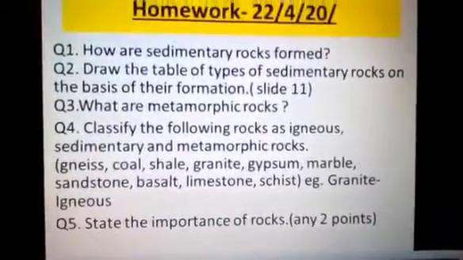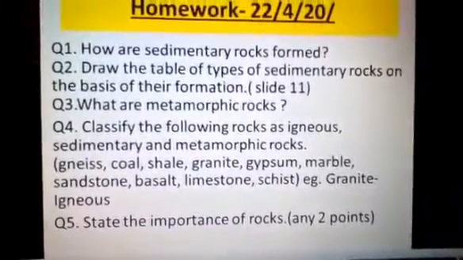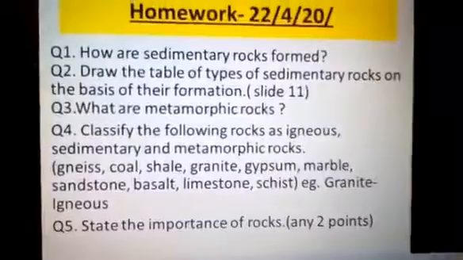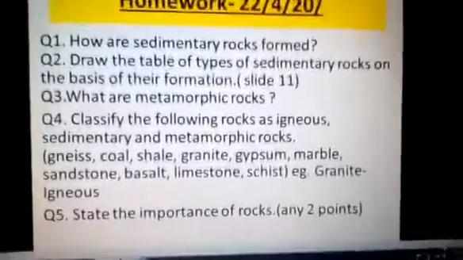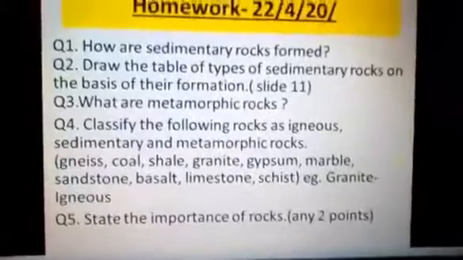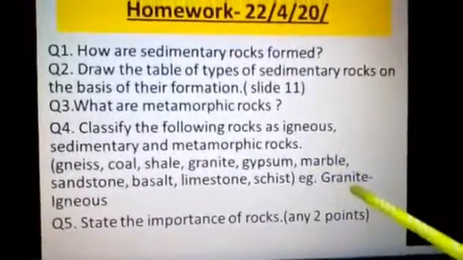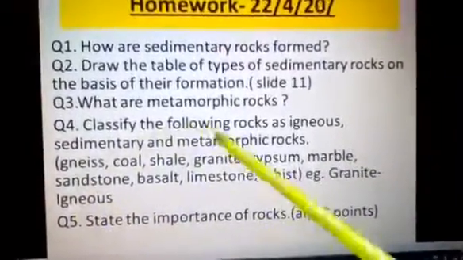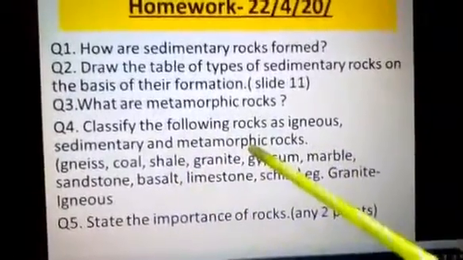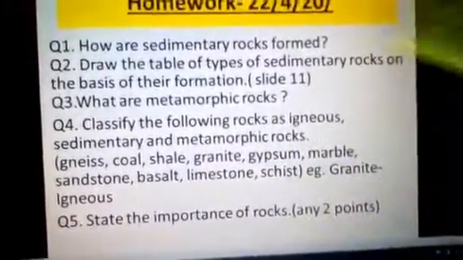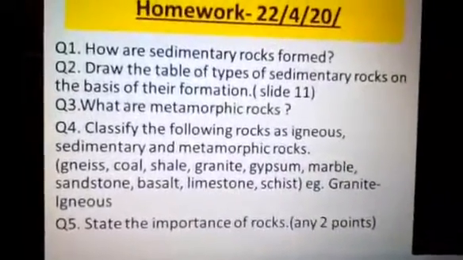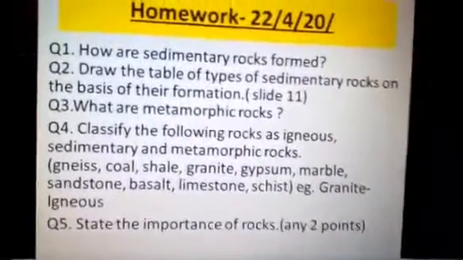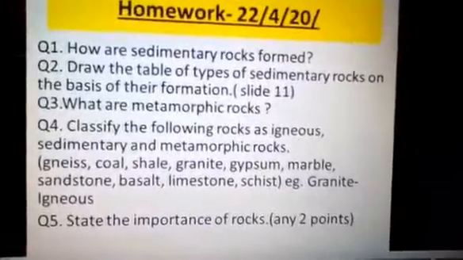And number 4, classify the rocks according to, these are the examples which have been given. Now you have to classify them. Example, I have just given one as an answer, that is granite is an igneous rock. Simply you just have to write in front of these what type of rock or which family they belong to. The last one is state the importance of rocks, which we just discussed. You only have to write 2 points.